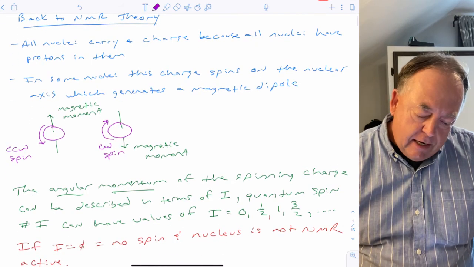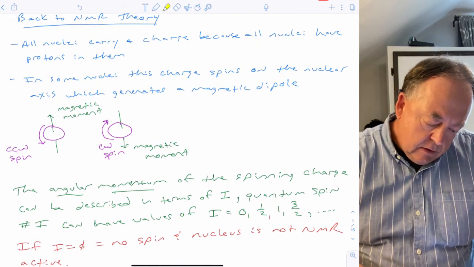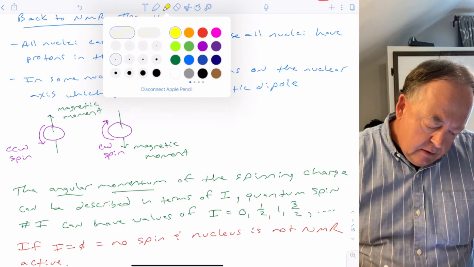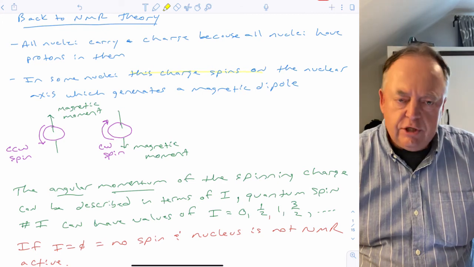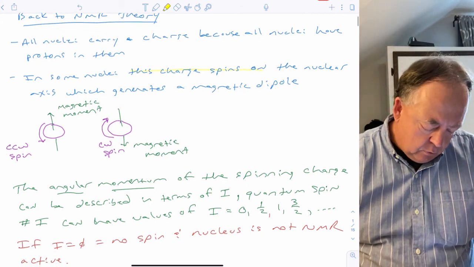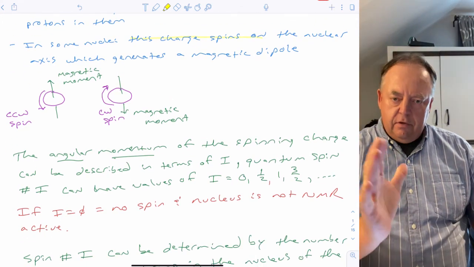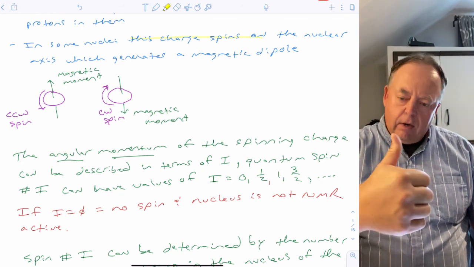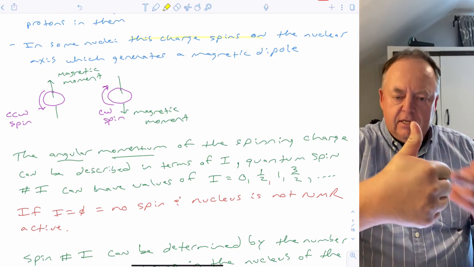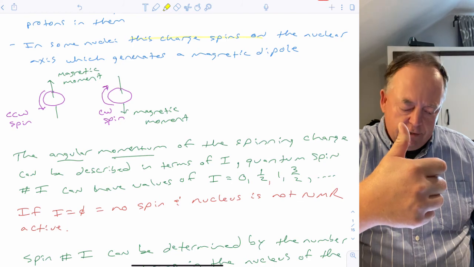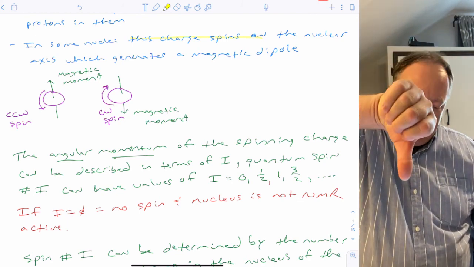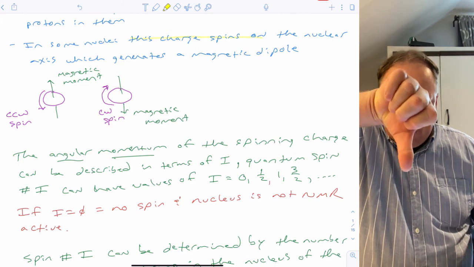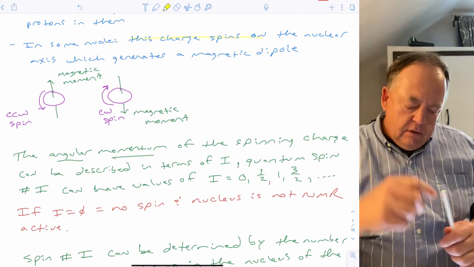And some nuclei, this charge spins on the nuclear axis, which generates a magnetic dipole. And we talked about that before, right? If it's spinning this direction, if you wrap your fingers in the direction of spin, then it's got a magnetic moment vector in that direction. Or if it's spinning that direction, if you wrap your fingers in the direction of the spin, then it would have a magnetic moment in that direction.